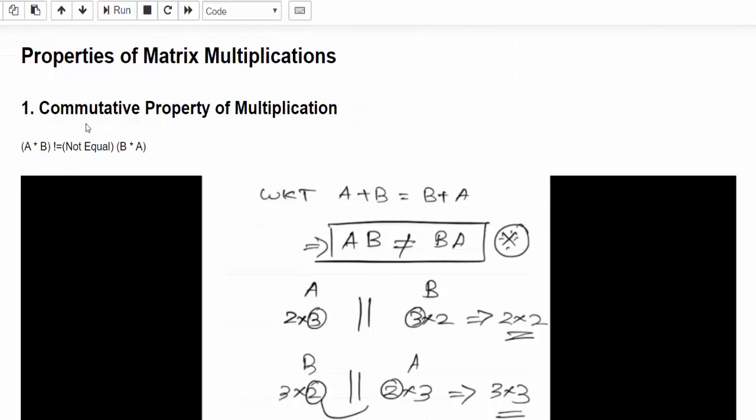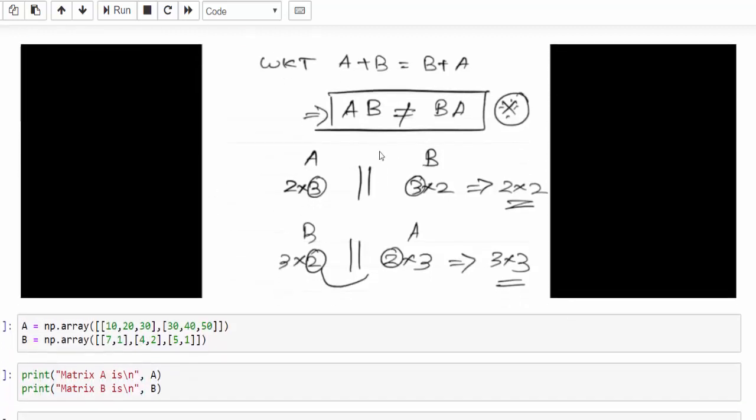Same like addition, we also have the properties for matrix multiplication. The first one is commutative property. When you consider addition, a plus b will be equal to b plus a, but this rule will not be applicable for matrix multiplication. For example, we have a matrix A, 2 rows 3 columns, then matrix B, 3 rows 2 columns. Just apply the rule which I already said.